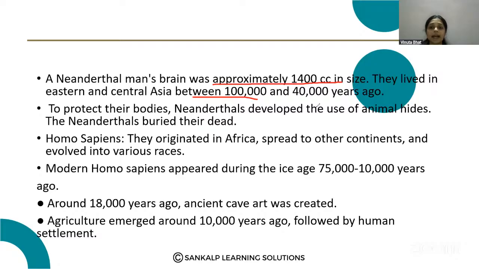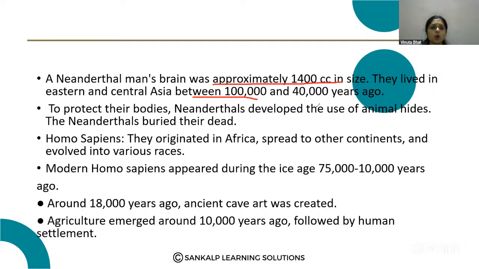So what are the characteristic features of Neanderthal man? Approximately, the brain was 1400 cc, and they appeared 1 lakh to 40,000 years ago. Neanderthal man buried their dead bodies, and they used animal hides for their protection. So that is about the Neanderthal man.